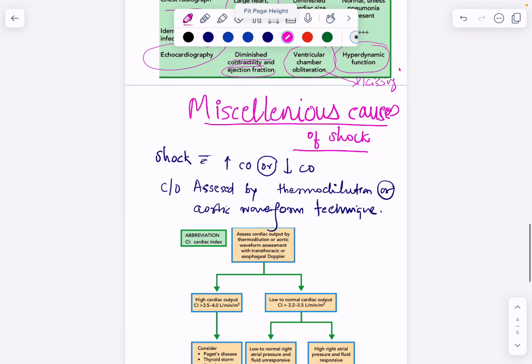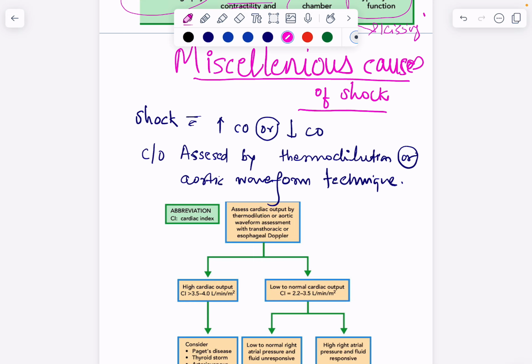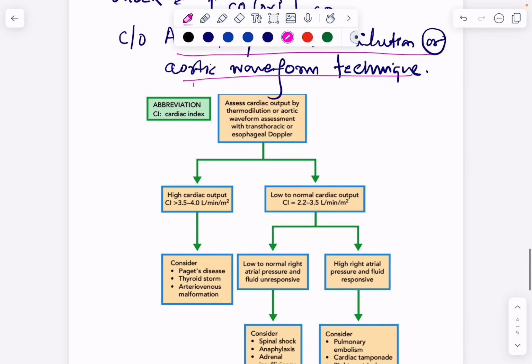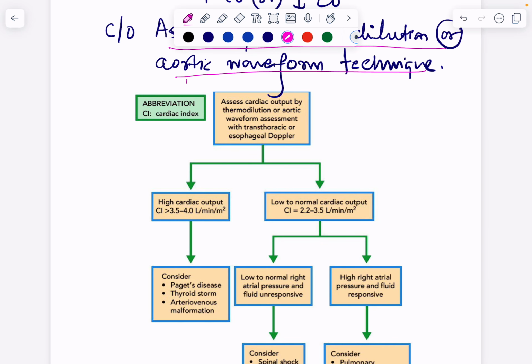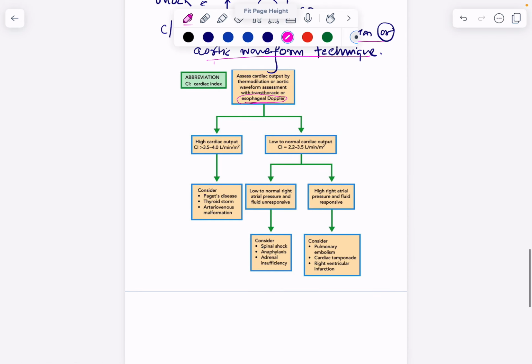So what are the miscellaneous causes of shock? Shock can be with increased cardiac output or decreased cardiac output. It is assessed by thermodilution technique or aortic waveform technique, which we already discussed. So assess cardiac output by thermodilution or aortic waveform assessment with a transthoracic echocardiography probe. If the cardiac index is increased, it means it is more than 3.5 to 4, or there can be the other situation when the cardiac index is decreased, meaning less than 2.2 per liter per minute per meter square.